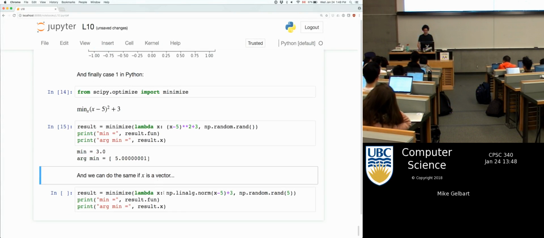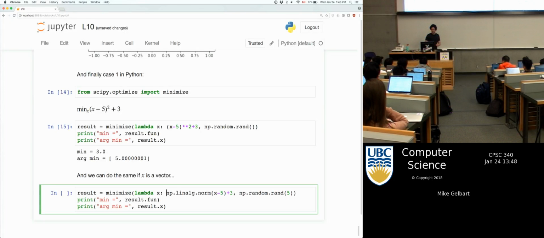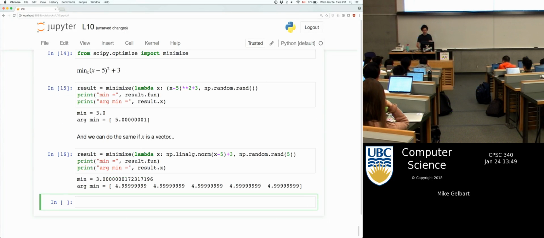And I can do the same if x is a vector. So I could say minimize the norm of x minus 5 plus 3. And I get some numerical issues. And if you've taken 302, 303, 406, you'll be familiar with numbers that are not exactly the number you hoped for. But it roughly gets the job done. And here the argmin is a vector because we indicated we were minimizing over vectors. So that is it for today. I promise we'll get back to machine learning next class.